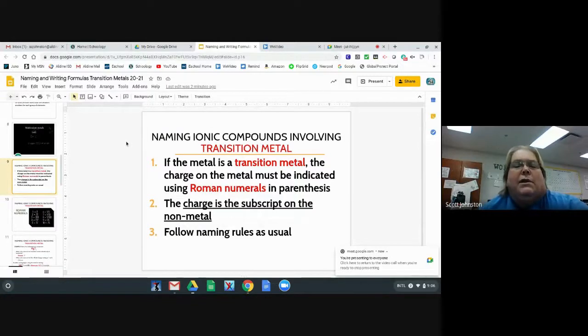Okay, so today we're going to talk about naming ionic compounds involving transition metals. If a metal is a transition metal, the charge on the metal must be indicated by using Roman numerals in parentheses. Now remember, transition metals are the metals on the periodic table that are found in the middle. The charge that you see is the subscript on the nonmetal. And then you follow the naming rules as usual.